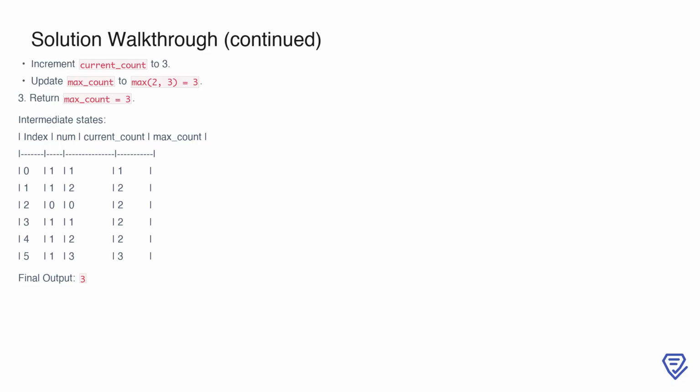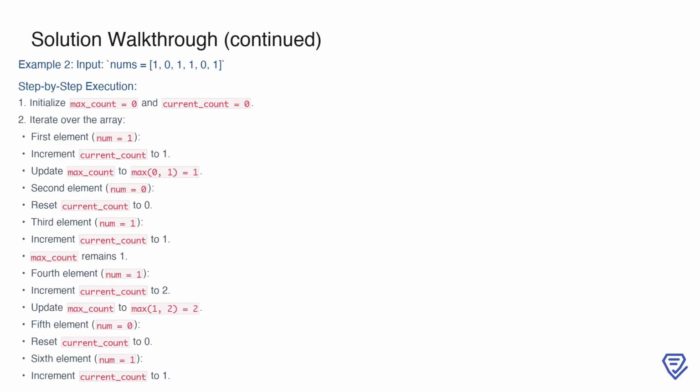To summarize the intermediate states, at index 0, current_count is 1 and max_count is 1. At index 1, current_count becomes 2 and max_count updates to 2. At index 2, the streak is broken, so current_count resets to 0 while max_count remains 2. At index 3, the streak starts again with current_count at 1, and at index 4, it increases to 2. Finally, at index 5, the streak reaches its peak with current_count at 3, and max_count is updated to reflect this. The final output is 3.